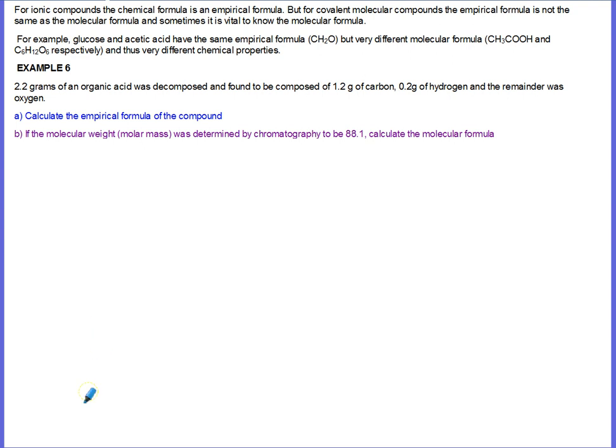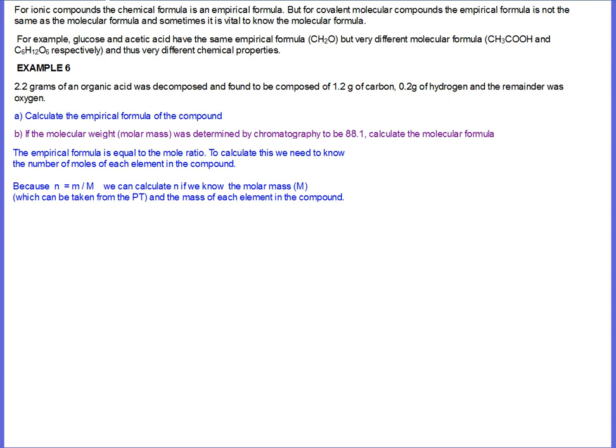So how do we figure out the empirical formula? Well, this links back to what we did in examples 4 and 5. The empirical formula is equal to the mole ratio, and to know that we've got to calculate the moles of each element in that compound. Because number of moles equals mass over molar mass, we can calculate the number of moles if we know the molar mass, which we take from the periodic table, and the mass of each element in the compound. So to find the moles of each element, we need to know the mass and the molar mass of those elements.